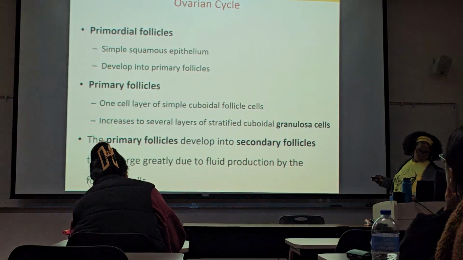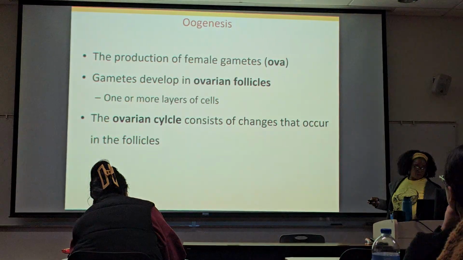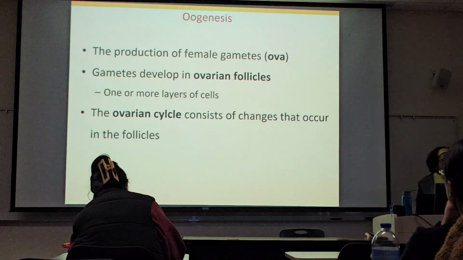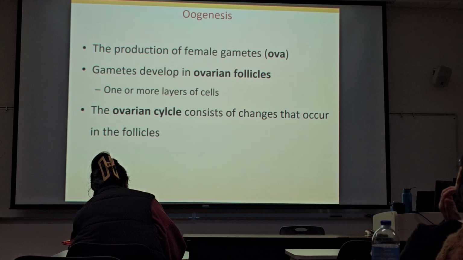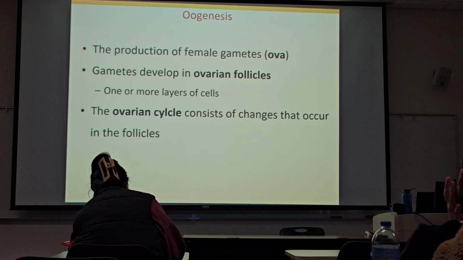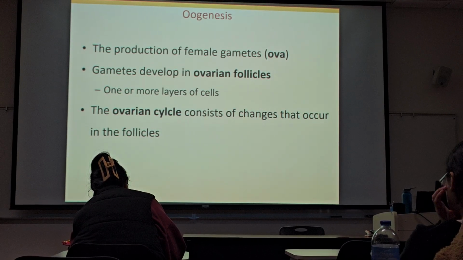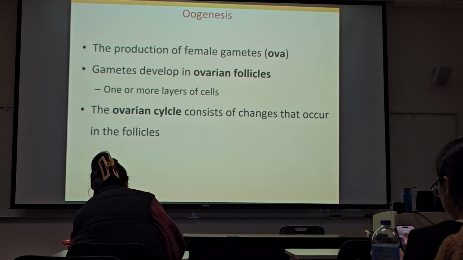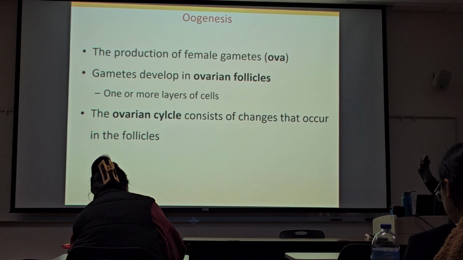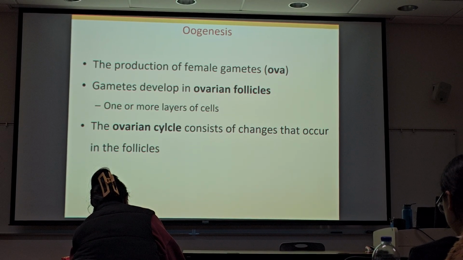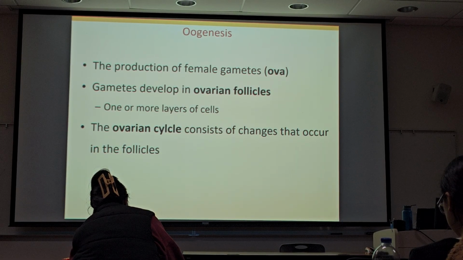So let's go to follicle development. So this consists of the oogenesis. Oogenesis is the development of the female gamete, the egg. Comparable to spermiogenesis in men, the development of sperm. The eggs develop inside of a follicle, which are layers of cells. The follicles go through their own development as well. So you have this dual development going on.